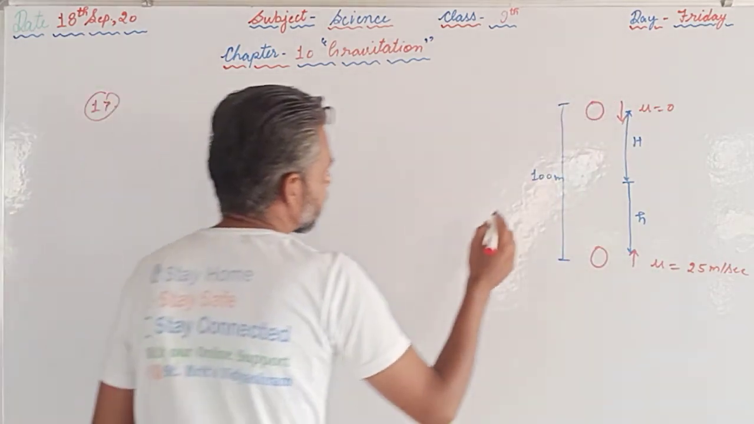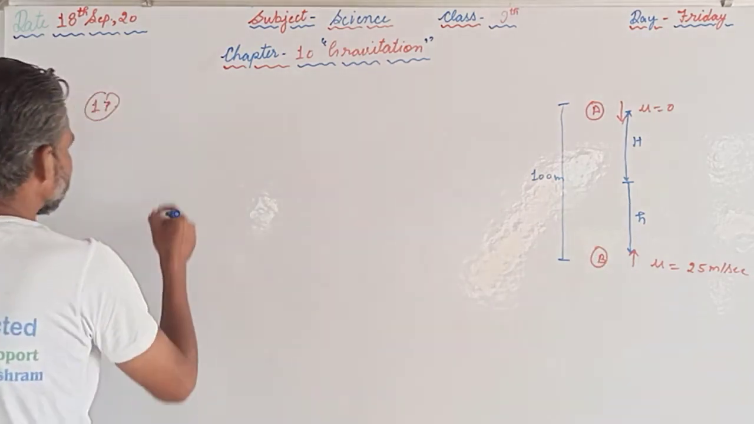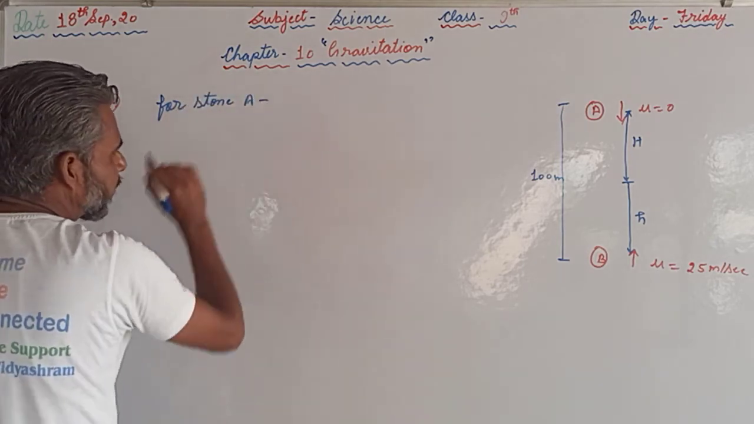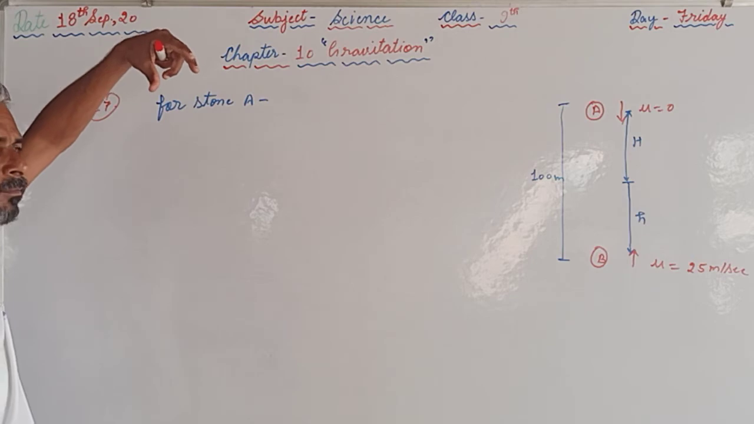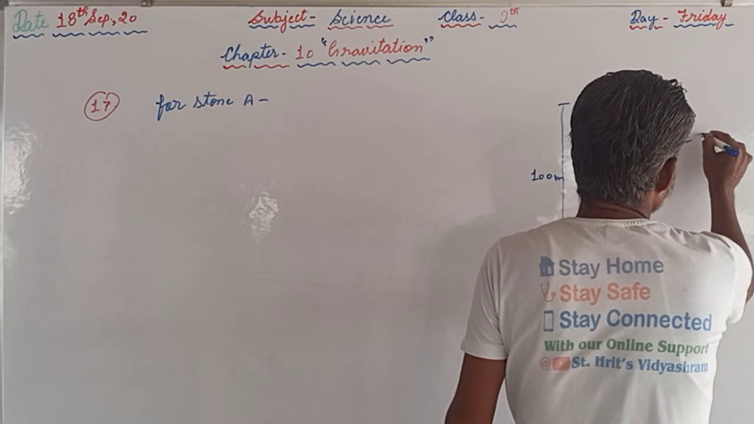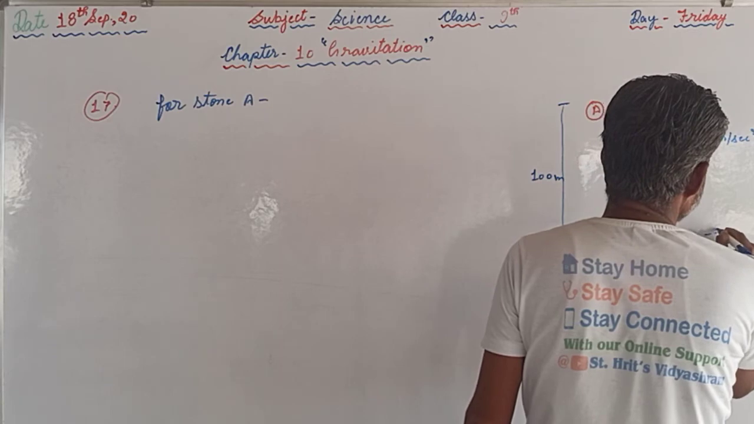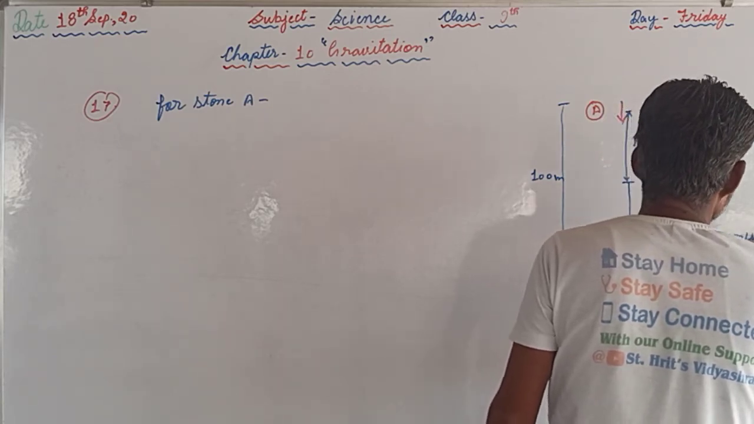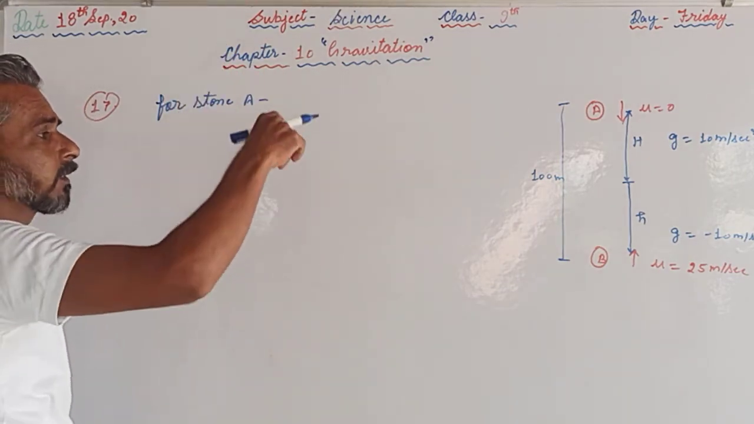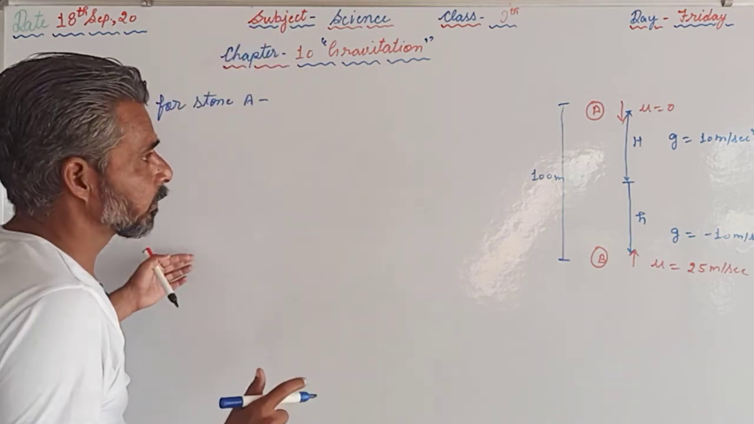So let this be stone A and this be stone B. For stone A, it is coming towards the earth. So here g will be 10 meter per second square, and for this g will be minus 10 meter per second square. If an object is going in the upward direction away from the earth, then the value of g will be negative, and when it is falling, then the value of g will be positive.